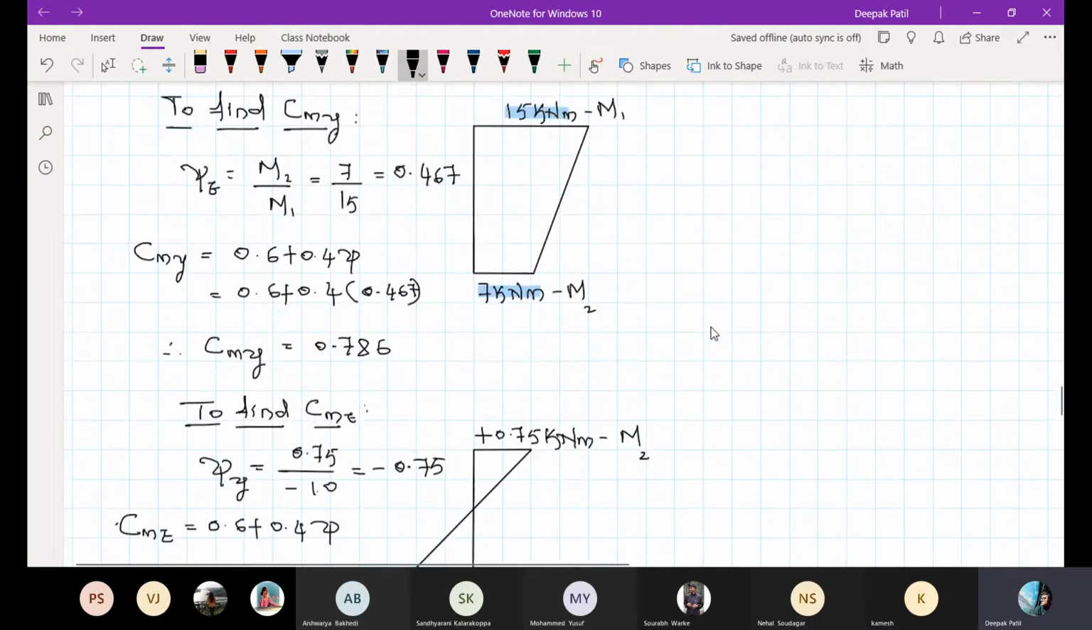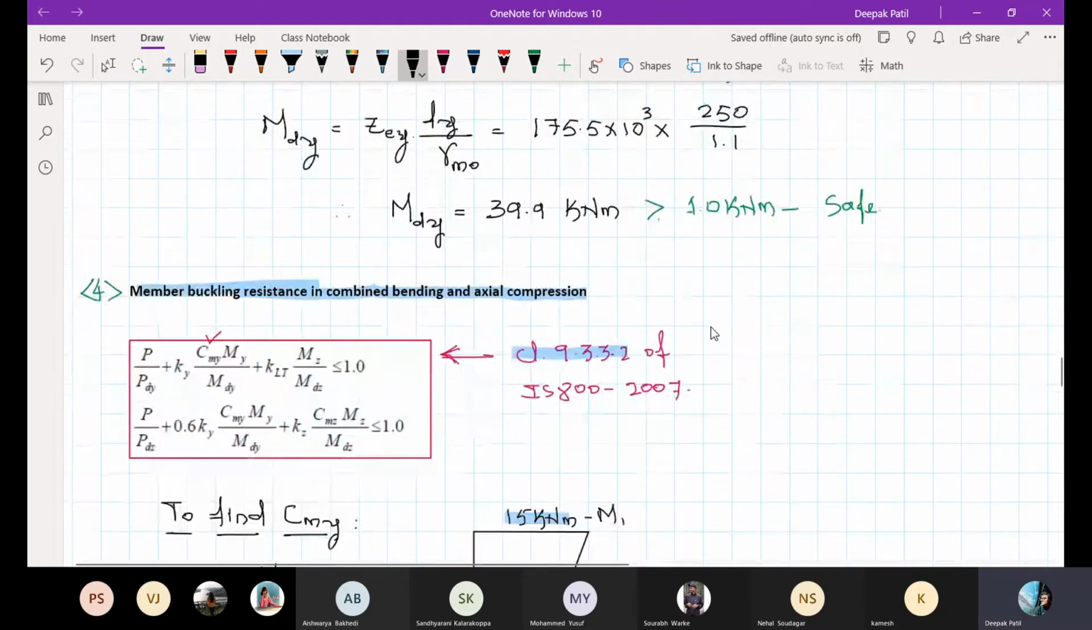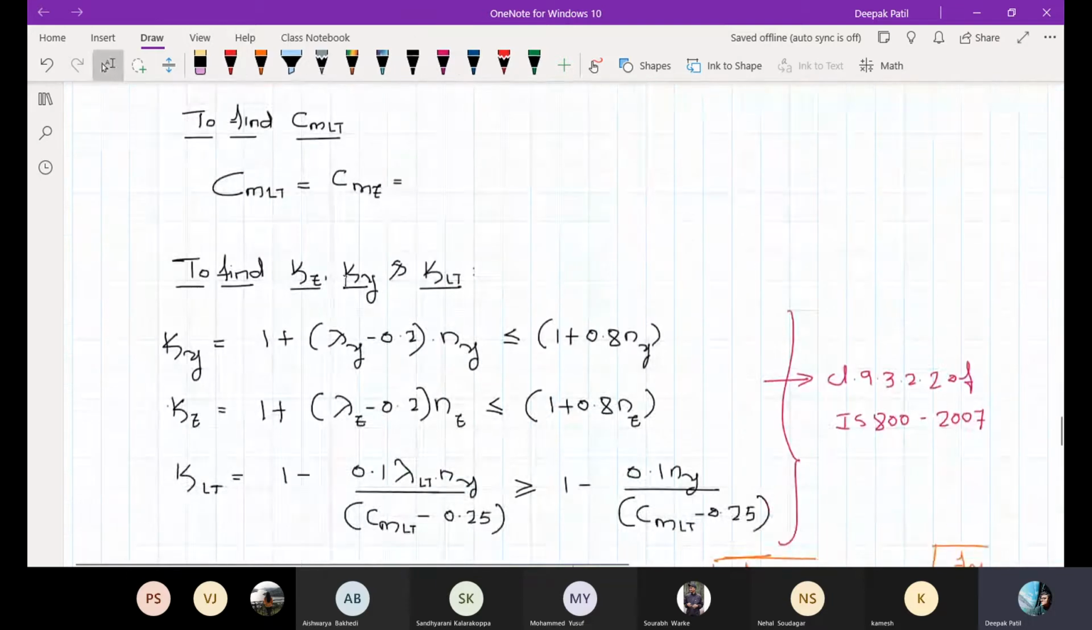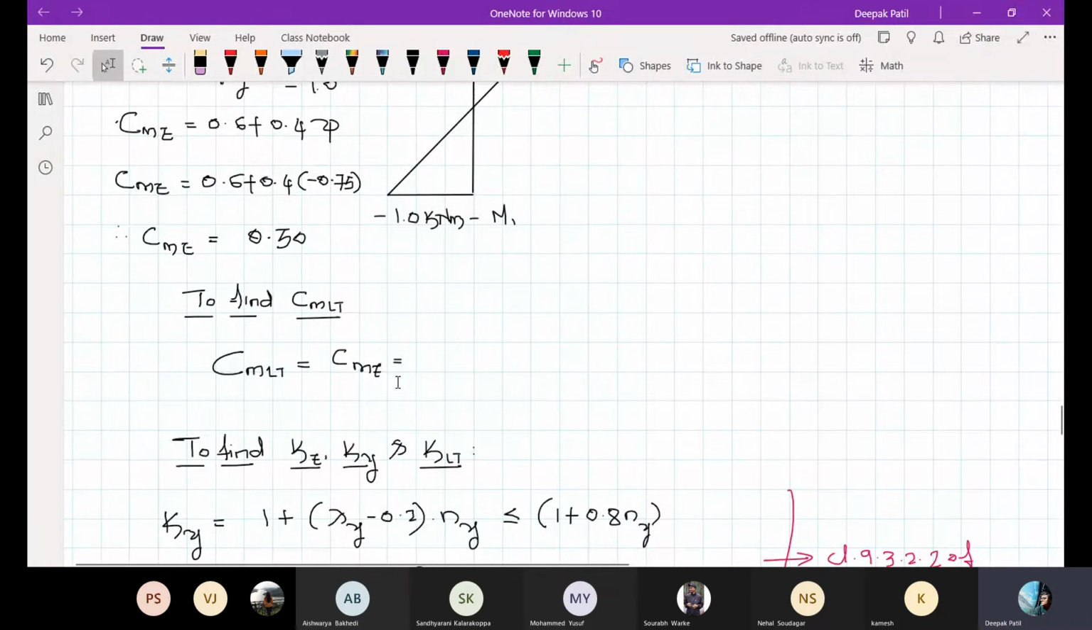So I have calculated CMY, and I have calculated CMZ. Both are done. Then let us calculate one more thing called CMLT, which is equal to CMZ only. CMLT will always be equal to CMZ, that is 0.3, which we have already calculated.